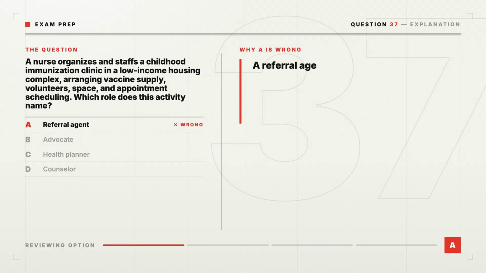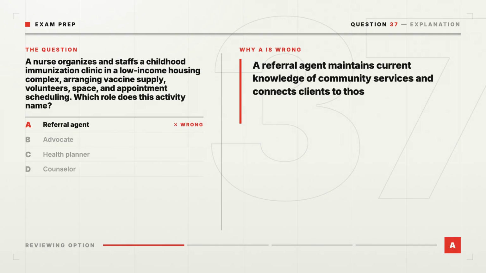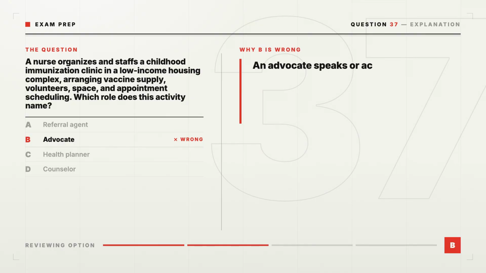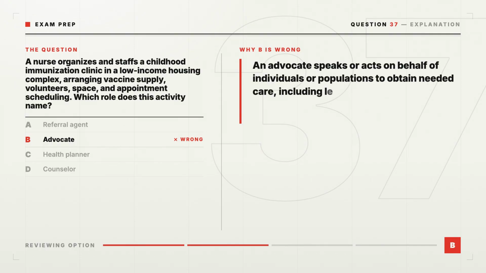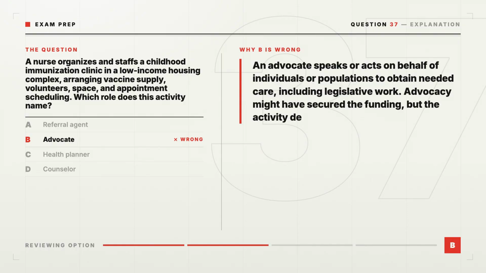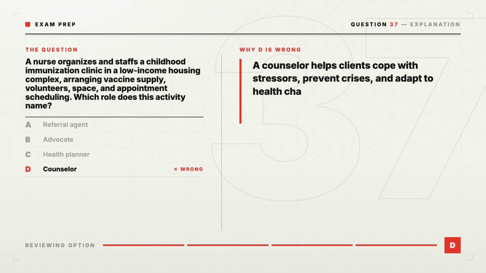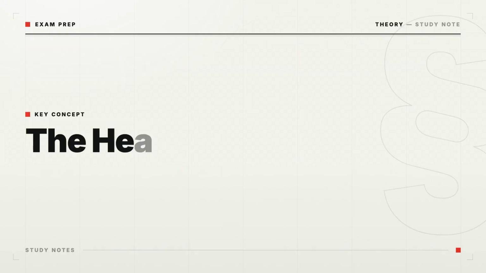A is wrong because a referral agent maintains current knowledge of community services and connects clients to those existing resources. This nurse is creating the service, not routing people to one. B is wrong because an advocate speaks or acts on behalf of individuals or populations to obtain needed care, including legislative work. Advocacy might have secured the funding, but the activity described is program construction. D is wrong because a counselor helps clients cope with stressors, prevent crises, and adapt to health changes through a supportive relationship. No counseling relationship appears in the stem.